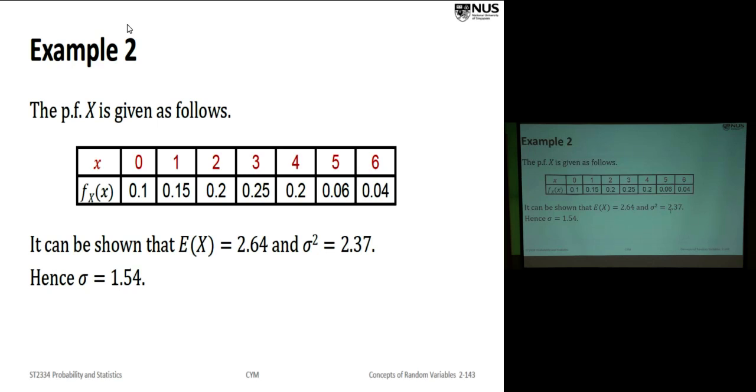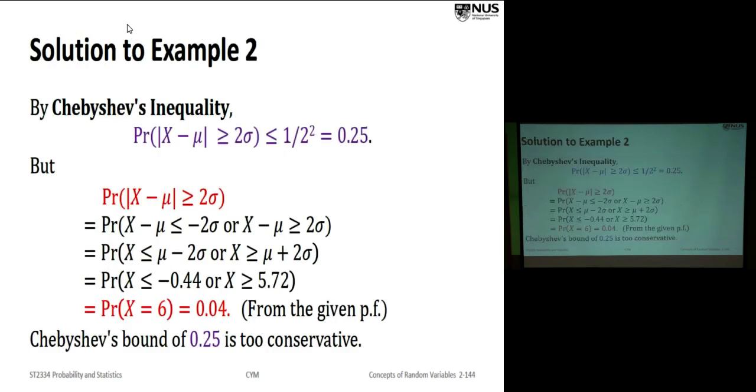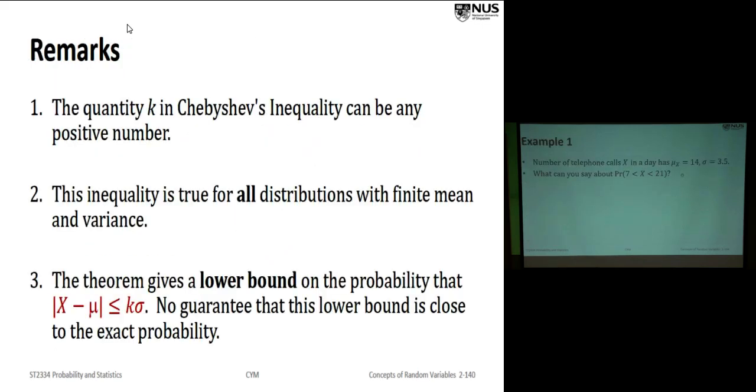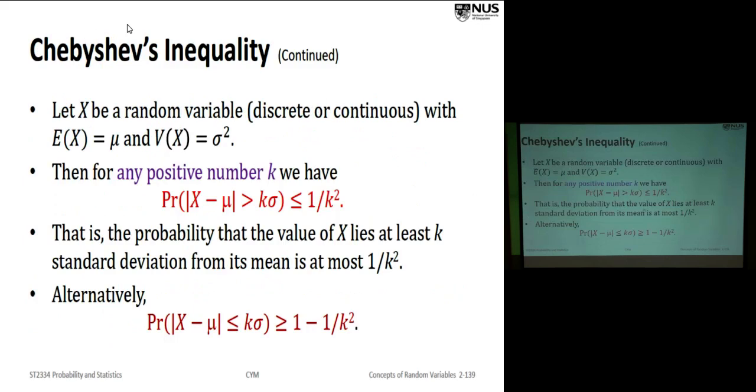So the standard deviation is the square root of 2.37, which apparently is 1.54. Okay, very good. Now, by Chebyshev's inequality, we know that the probability that the absolute difference between x and mu is at least 2 sigma is less than 1 over 4. Okay, that's what Chebyshev's inequality says. This is the statement here.